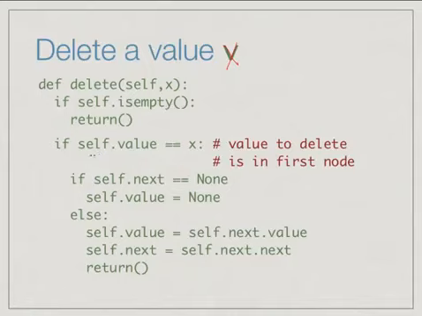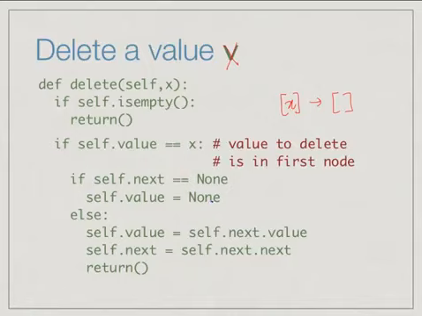Otherwise, if the self.value is X, the first node is to be deleted. Okay? Then if there's only one node, then we are going from X to empty. This is easy, right? So if there is no next node, if we have only a singleton, then we just set the value to be None and we are done.